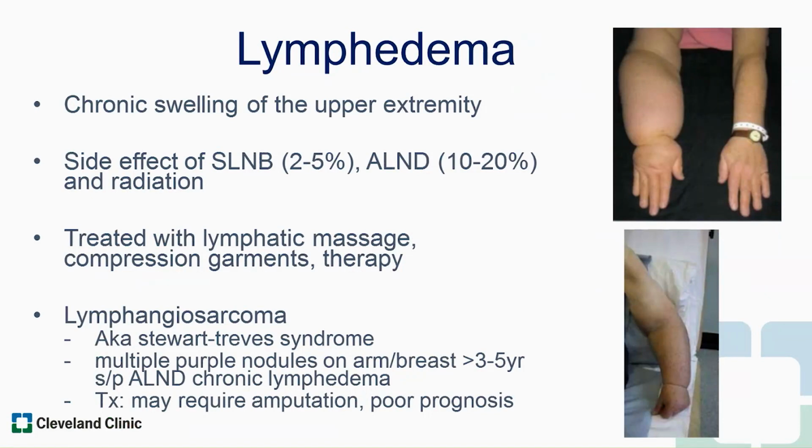One of the bad side effects of chronic lymphedema is lymphangiosarcoma, and the boards love to ask this. This is also called Stewart-Treves syndrome. It's lymphangiosarcoma, and it usually happens with chronic lymphedema after axillary lymph node dissection. It's like a brawny edema of the upper extremity, where the patient will have multiple purple velvety nodules on the arm or breast, and it can happen about 3 to 5 years after the development of lymphedema. It is a poor prognosis, and in some cases it requires amputation of the arm.